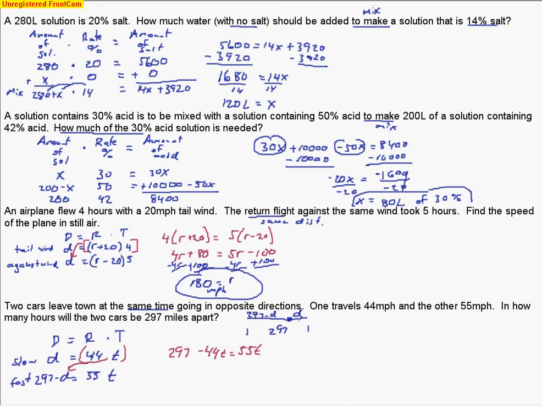So we can go ahead and solve this by doing some opposite operations here. We'll add this 44t to both sides. And so when we do that, now we've got 297 equals 99t. And so what we need to do from this point is just divide. Divide by 99, and we'll have our answer. So there it is, 3. 3 is how many times 99 goes in there. 3 hours equals the time.